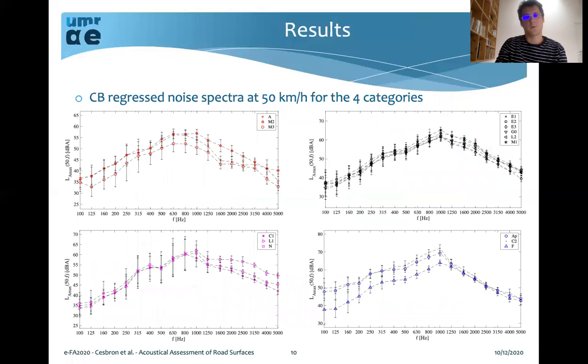Regarding the coast-by regressed noise spectra at 50 kph for the 4 categories, you can observe that for each category the spectra are quite similar, but different categories have a very particular shape, especially for the porous surfaces in red or the quasi-smooth road surfaces in magenta. You can observe some peaks or some noise abatements that are not visible for the 2 other categories.